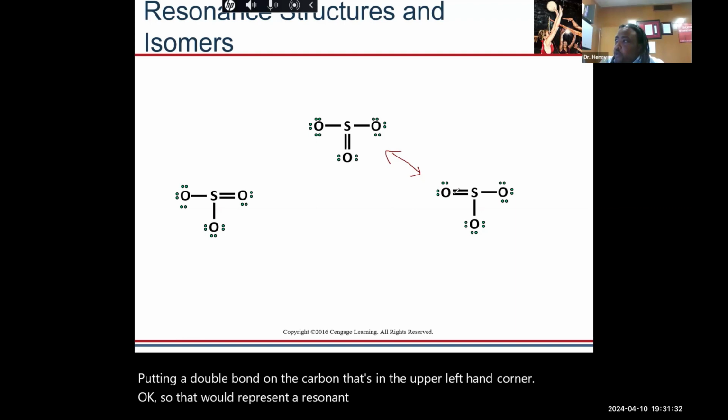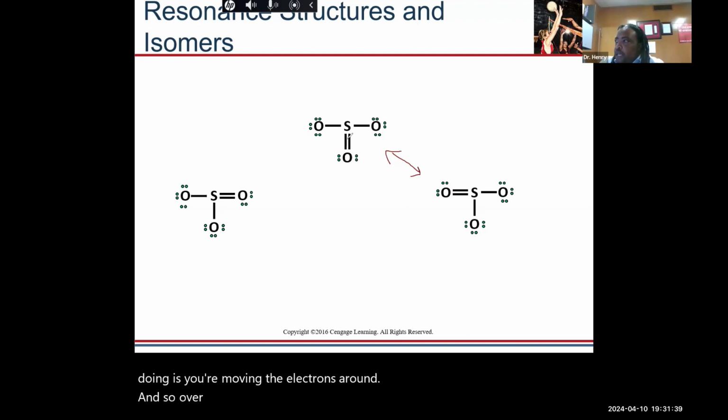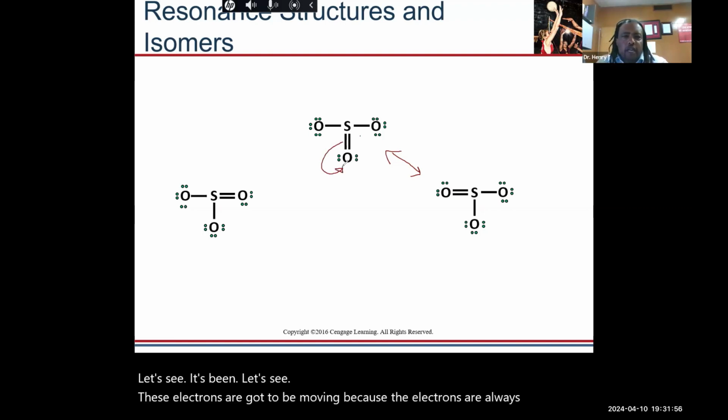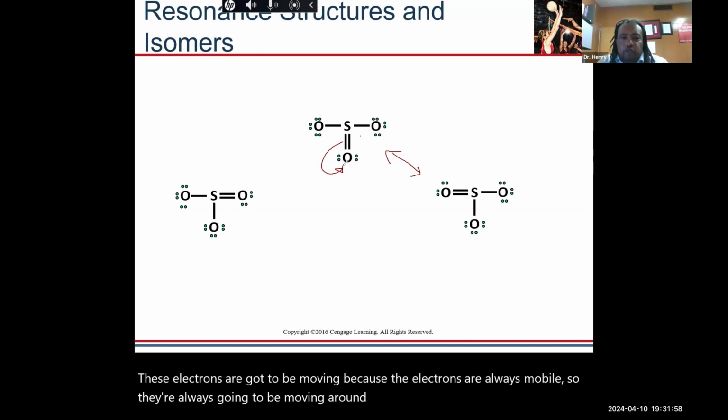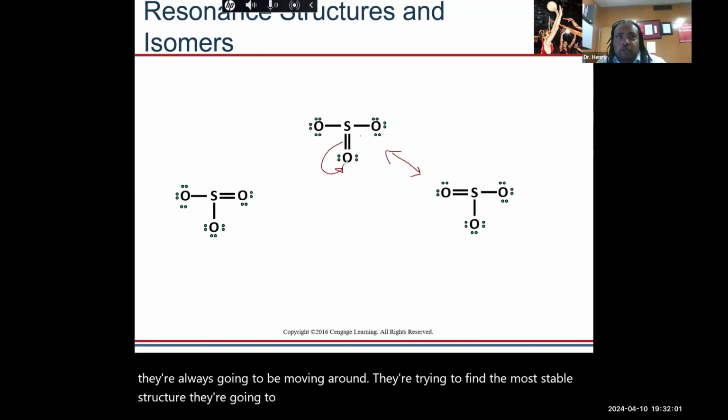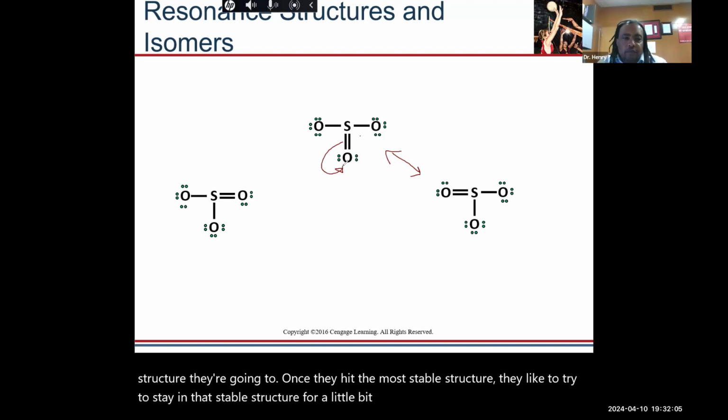So in other words, all you're doing is moving the electrons around. This bond here is basically being changed over. These electrons are going to be moving because electrons are always mobile. They're always going to be moving around, trying to find the most stable structure. Once they hit the most stable structure, they like to stay in it for a little bit, but they're constantly moving.